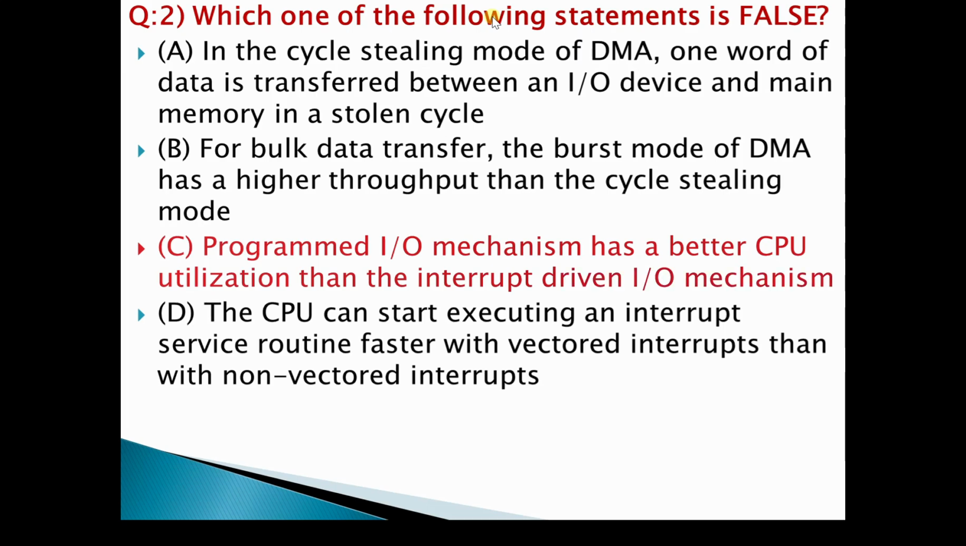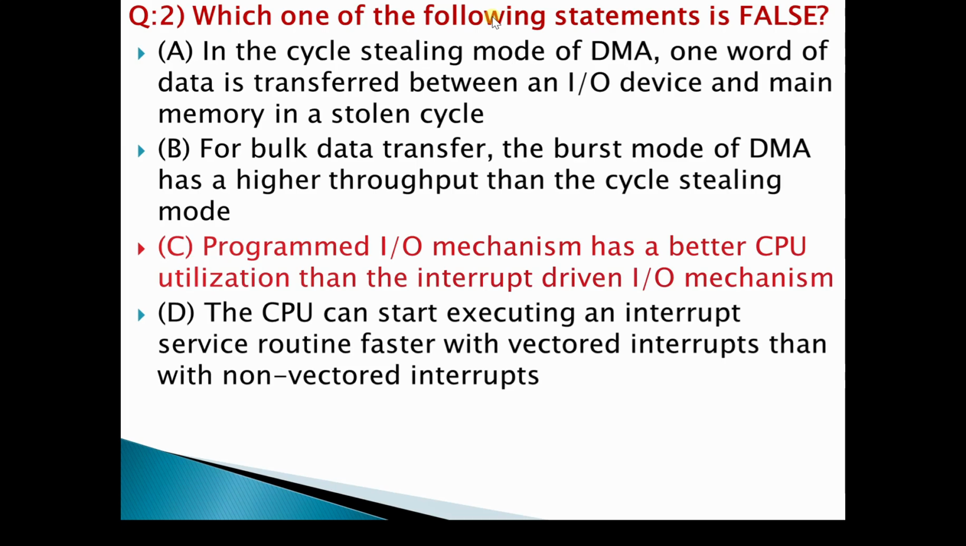The next statement is, the CPU can start executing an interrupt service routine faster with vector interrupts than with non-vector interrupts. This is true. Why? Because in a vector interrupt, the address of the program which the CPU has to handle is sent with the interrupt itself.